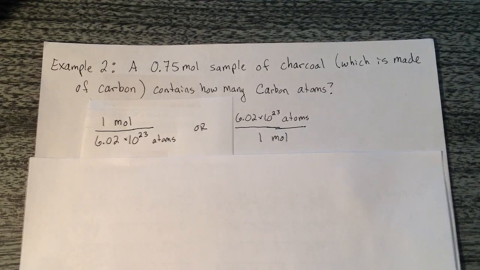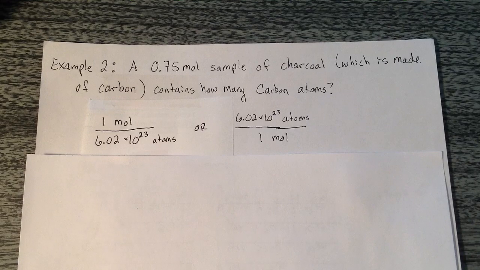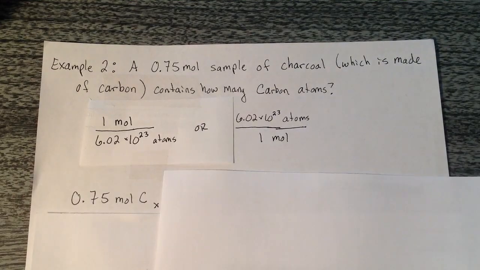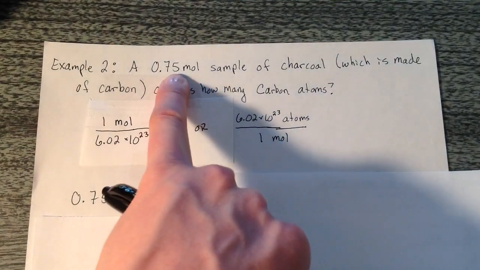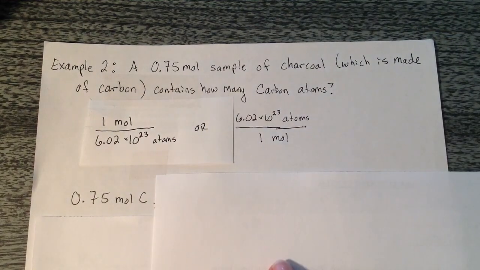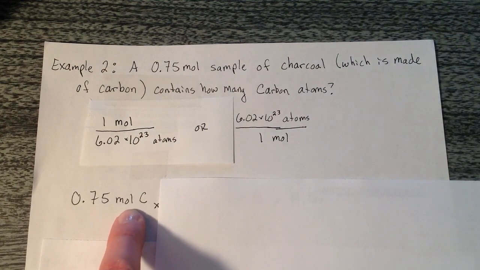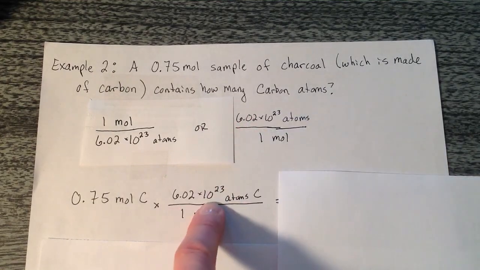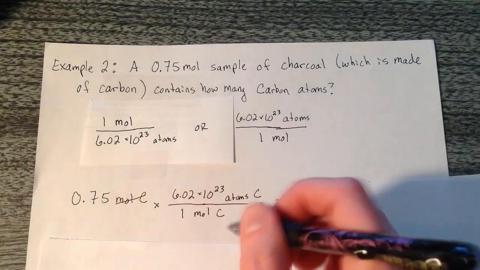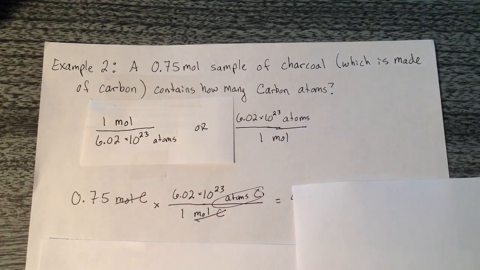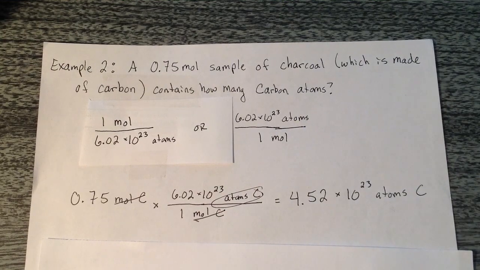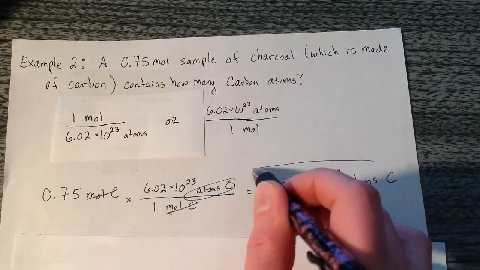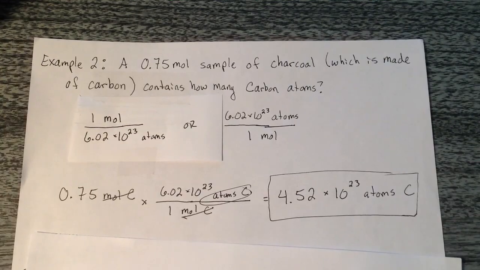Then I want to write out my fact and my factors to cancel units. My fact is going to be the 0.75 moles that I was given in the problem. My factor to cancel these units, I want moles on the bottom of my factor. So I'm going to use this setup where my 6.02 is on the top in order to cancel those moles and be left with atoms. When I plugged this into my calculator, I got 4.52 times 10 to the 23rd atoms of carbon. Hope that's what you got as well.